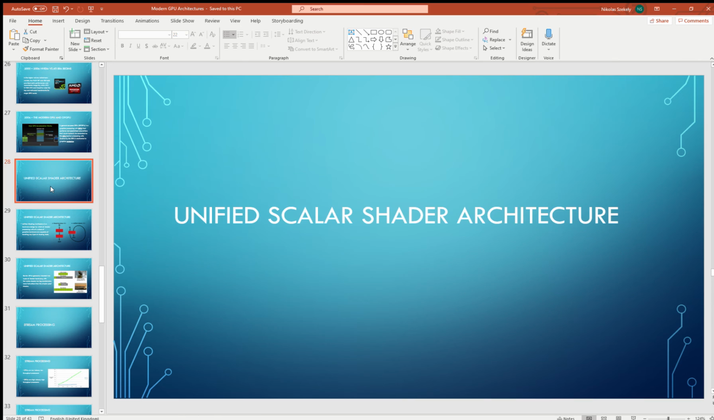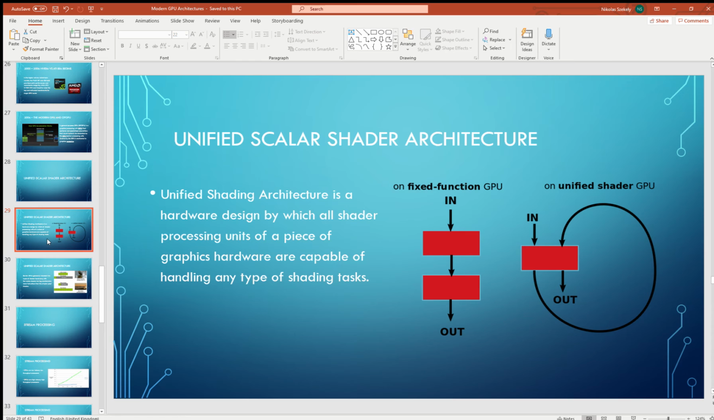That's it for the evolution of GPUs. Now we move on to the unified scalar shader architecture. The unified shading architecture is a hardware design by which all shader processing units of a piece of graphics hardware are capable of handling any type of shading tasks.